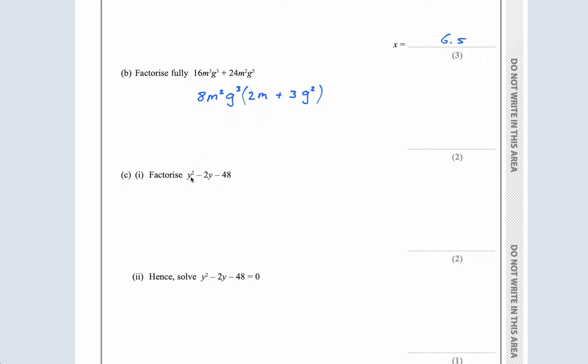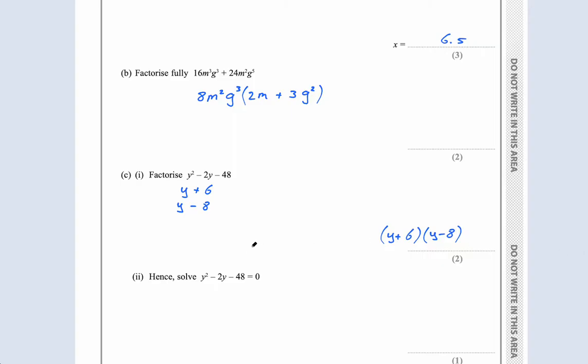Okay, factorize this. These are always tricky to factorize, guys. What we need to find is numbers that multiply together to give negative 48 and add to give negative 2. Well, the answer is 6 and 8, plus 6 and minus 8, because my minus 8y and my plus 6y will give me my minus 2y. So the factors are y plus 6 times y minus 8.